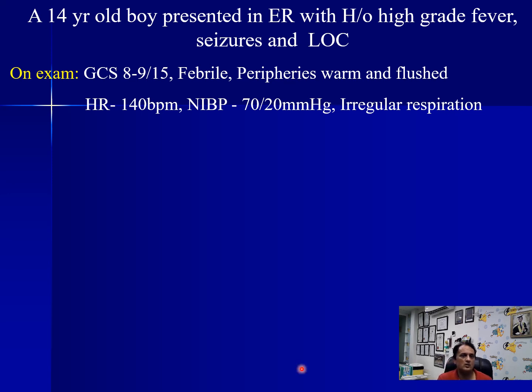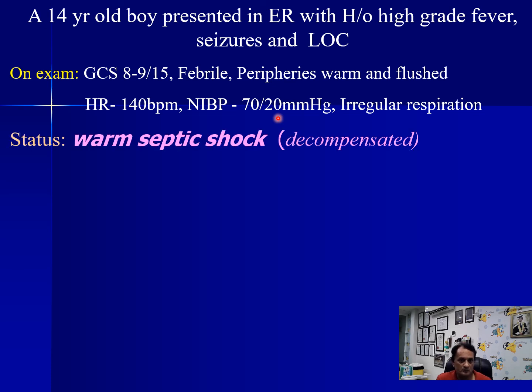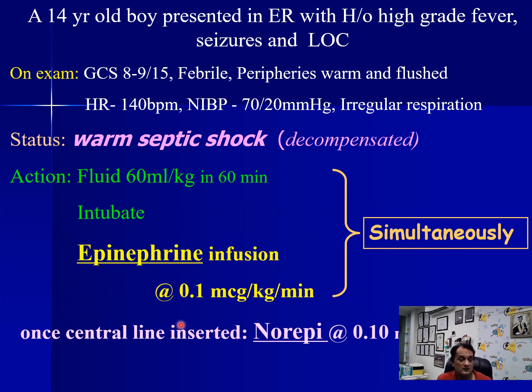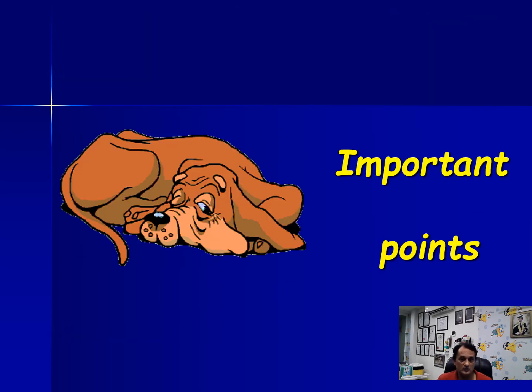So you have another patient, 14-year-old boy, presented in ER with a history of high-grade fever, seizure, and loss of conscious level. On exam, GCS low, febrile, peripheral warm, and flushed. Heart rate is 140, NIBP 70/20. So you see here there is a wide pulse pressure and irregular respiration. So warm septic shock is a diagnosis, and most likely it is decompensated shock. So you have given simultaneously all, like fluid, intubate, and epinephrine infusion on 0.1, which is quite high, and still you are struggling. So you have to put central line, and you have to start norepinephrine in these patients because still the pressure is very low, especially there is a wide pulse pressure.